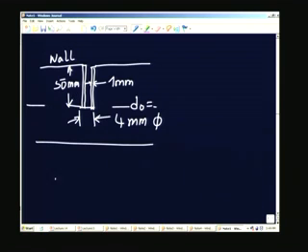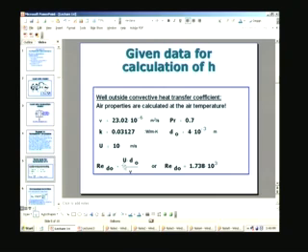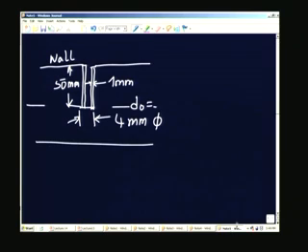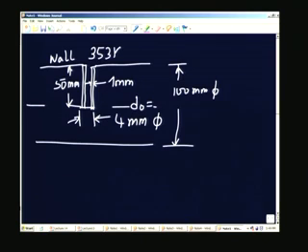Let me just go back and see whether that is 50, I think it is 50. Yeah, tube diameter is 10 centimeters, and therefore, indeed it is equal to 50 millimeters. This is 100 millimeter diameter, and the wall is at 353 Kelvin, and the fluid is at 373 Kelvin, and the velocity is 10 meter per second.